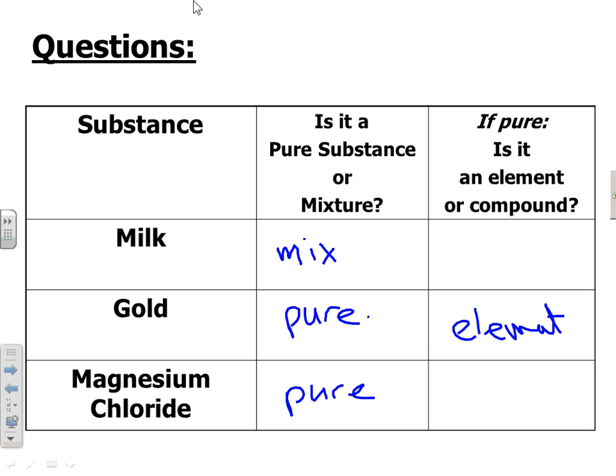If it was a mixture of magnesium and chlorine, that'd be different. We'd say magnesium and chlorine, two elements kind of dumped together in one bag. But this is magnesium chloride, which means they're bonded together. The "ide" tells you that, all right? So this is a compound. Compound, nice.